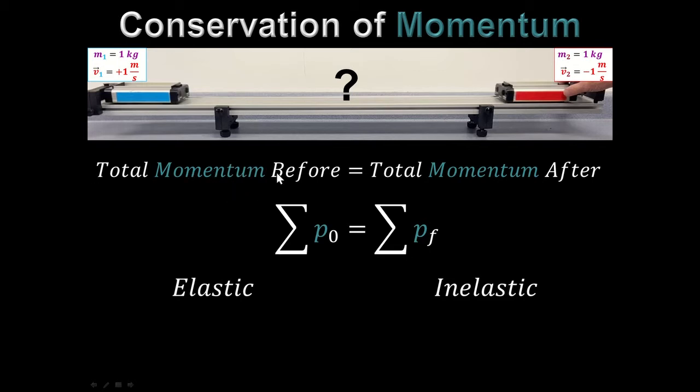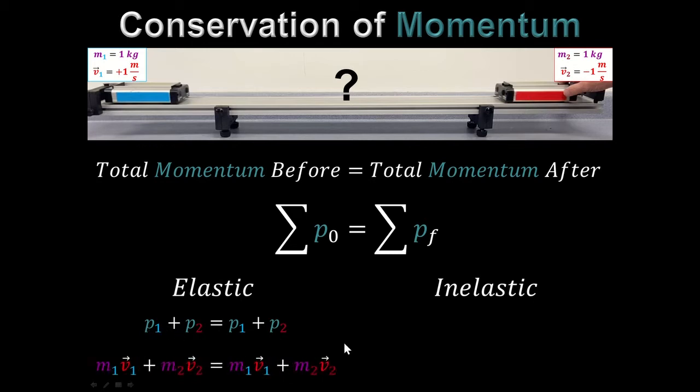So this is the big idea. Total momentum before equals the total momentum after. When we have an elastic collision, remember, if we can say this, we can say this, so we should have no trouble saying this. If there's just two carts here, the momentum of the first cart added to the momentum of the second cart before the collision should equal the momentum of the first cart plus the momentum of the second cart after the collision.